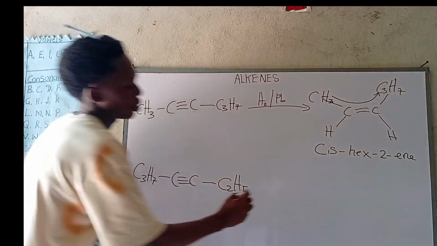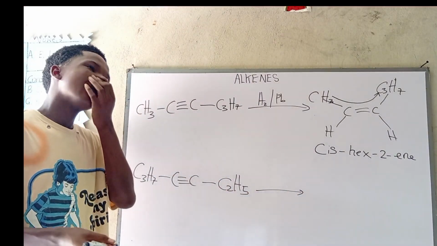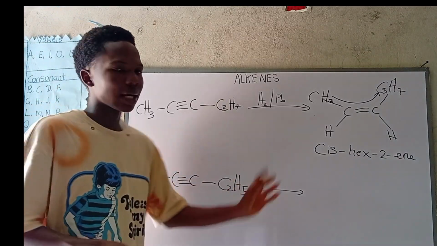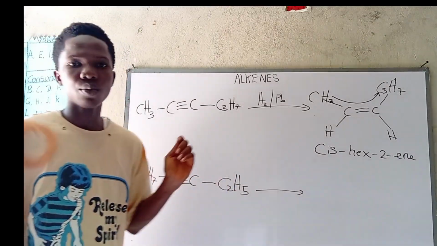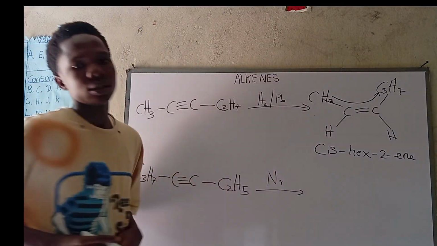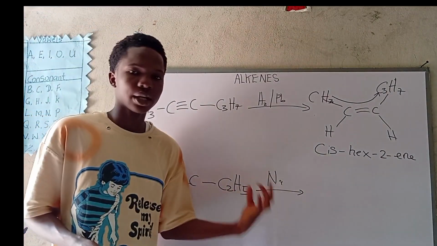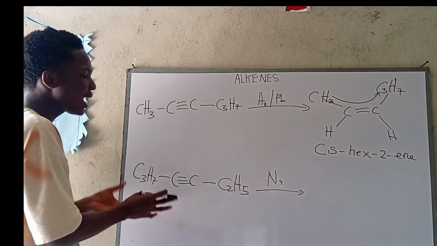Okay. Now, which catalyst can we use to get a trans? Obviously, we can use what? Lithium and ammonia. We can also use sodium as one. Okay, personally, sodium can do it. So now, the sodium as the catalyst reacts with this guy.